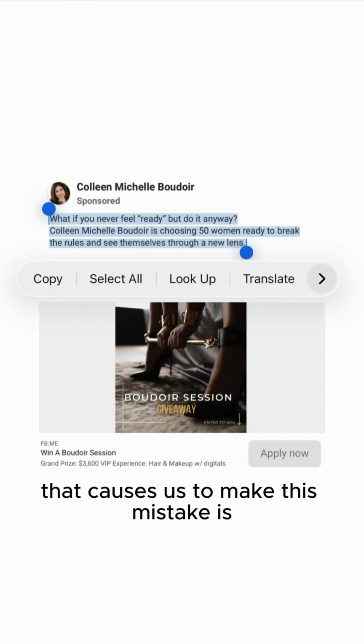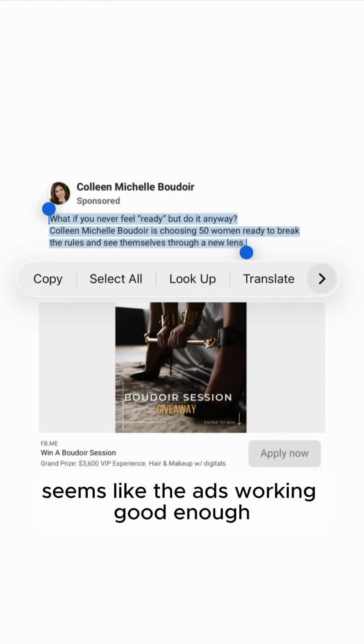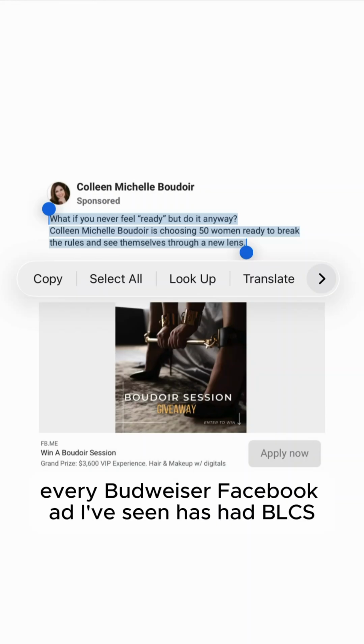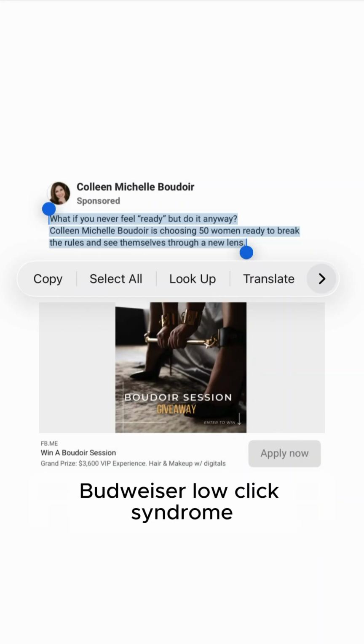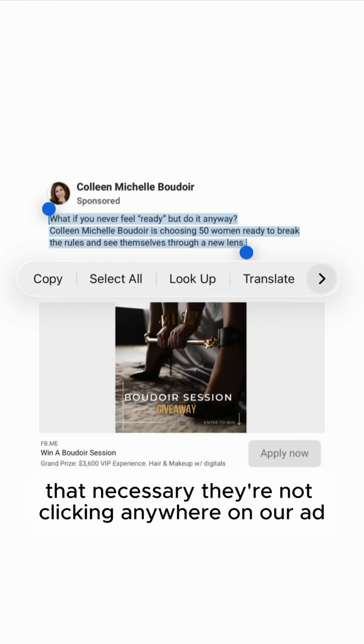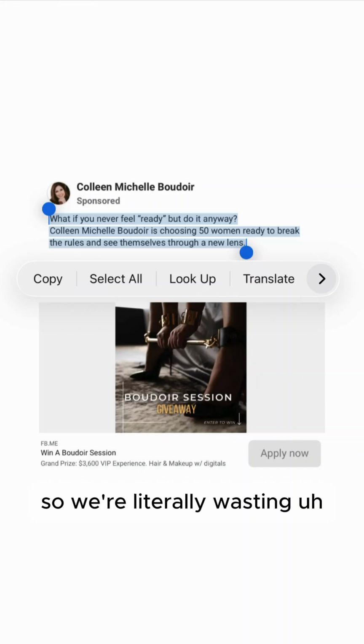The false belief that causes us to make this mistake is, well, seems like the ad's working good enough. Looks similar to other Boudoir Facebook ads, what other peeps are doing, so everyone can't be wrong, can they? Well, every Boudoir Facebook ad I've seen has had BLCS, Boudoir low click syndrome. So the consequence of this is way more women scrolling by our Boudoir Facebook ad than necessary. They're not clicking anywhere on our ad. Our ad's not entering their brain. So we're literally wasting all that ad spend.